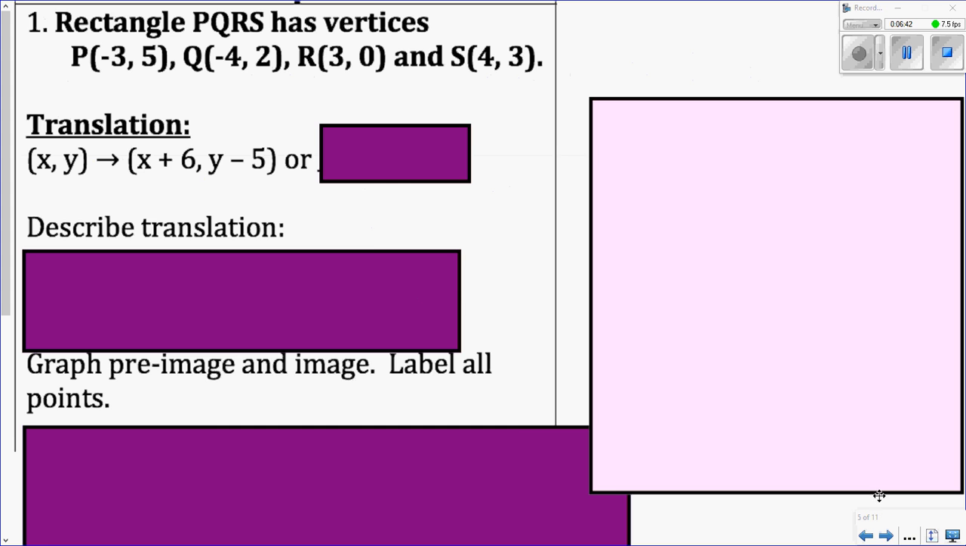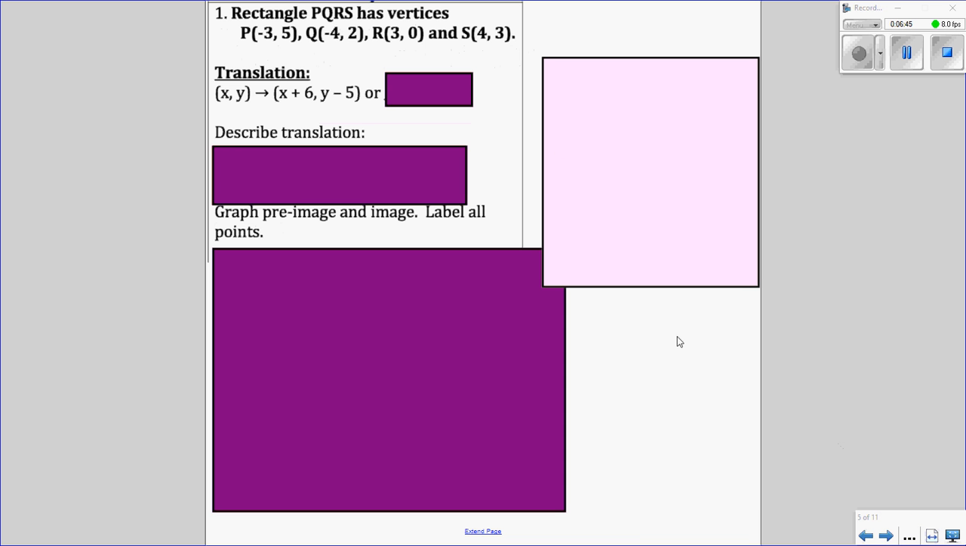All right, so for the first one, let me expand that. We have a rectangle that's PQRS and has the vertices that are written here: -3, 5 for P, -4, 2 for Q, 3, 0 for R, and 4, 3 for S. The translation states that you're going to be moving the 6 with the X, that's horizontally. Whatever you have for X will be moving positive 6, and for the Y, it'll be 5 negative. You could also write it like this, T 6, -5.